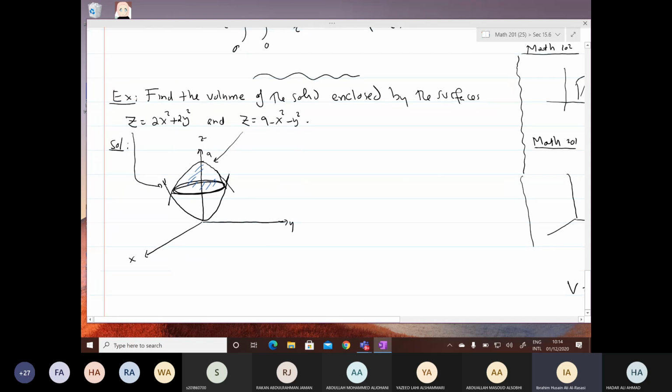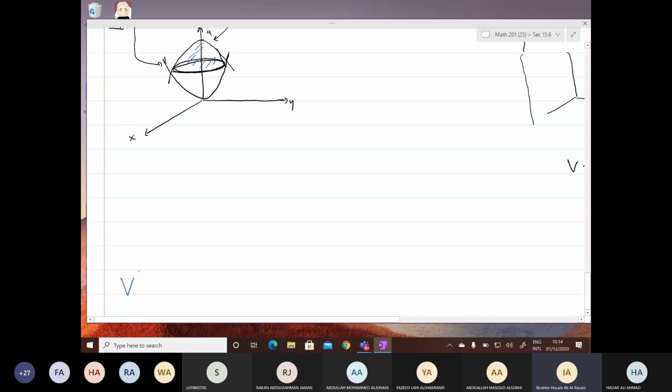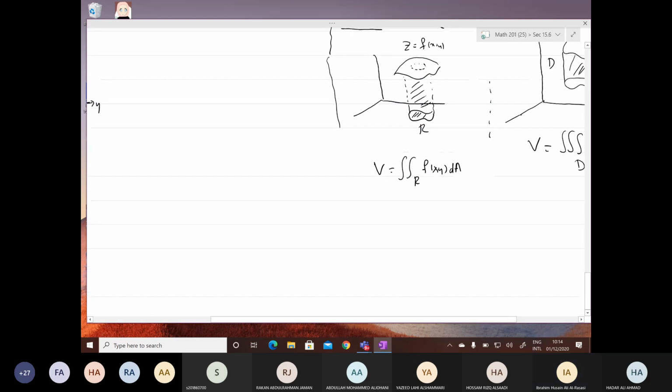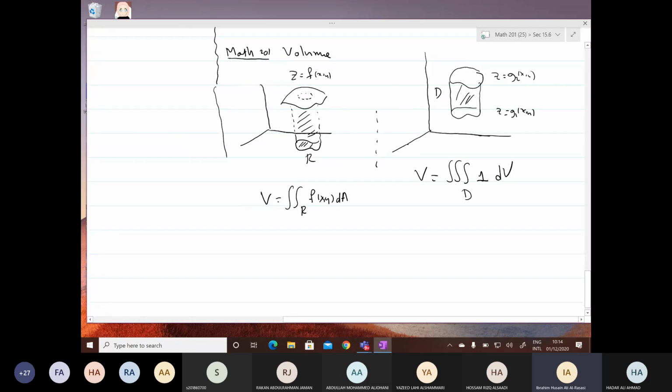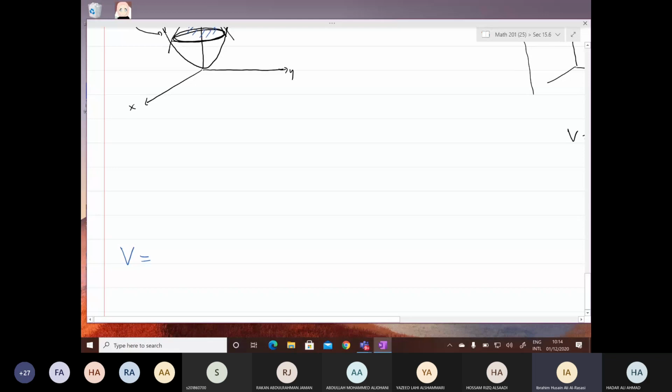Now I start with the formula. What is the formula for the volume here? Do you need to use a double integral or a triple integral? Triple integral. Why triple integrals? Because two surfaces. You have a solid between two surfaces, so it is better to use a triple integral. If you have two surfaces, it is better to use a triple integral. So this is now the formula: the triple integral over the solid D of 1 dV.